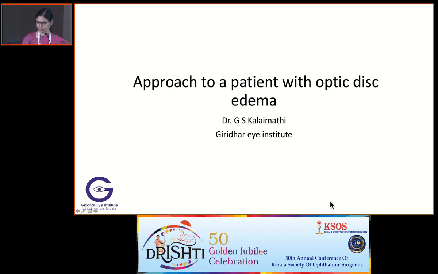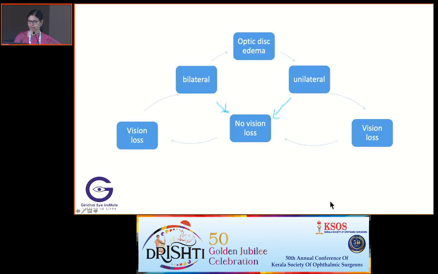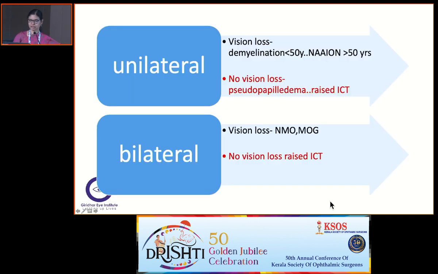Good afternoon, everybody. My topic is approach to a patient with optic disc edema. Optic disc edema could be either unilateral or bilateral, and with or without vision loss. So unilateral with vision loss could be because of demyelination if the age group is below 50, or because of non-arteritic AION if the age group is after 50. And if there is no vision loss, it could be either pseudopapilledema or a raised ICT which is asymmetrical. And if it is bilateral without vision loss, it could be due to increased ICT. And with vision loss, it could be either NMO or MOG type of optic neuritis.